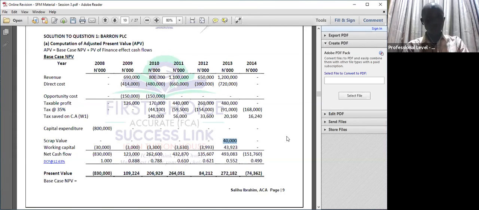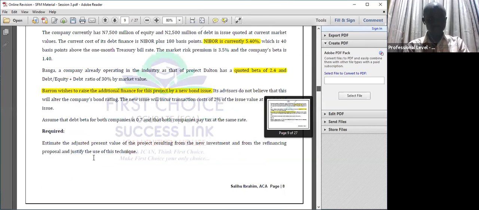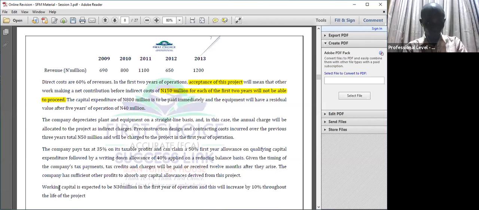Now, I need to sort my working capital. What does the question say about working capital? Let's go and see that. Working capital is expected to be 30 million in the first year of operation, and this will increase by 10% throughout the life of the project. So I will increase this 30 million by what? I will increase it.